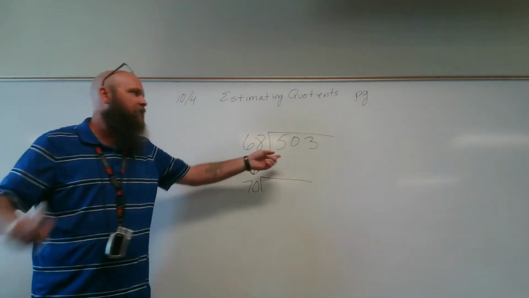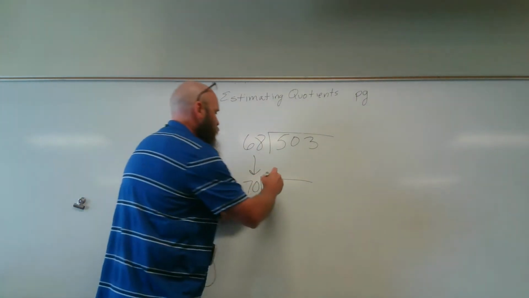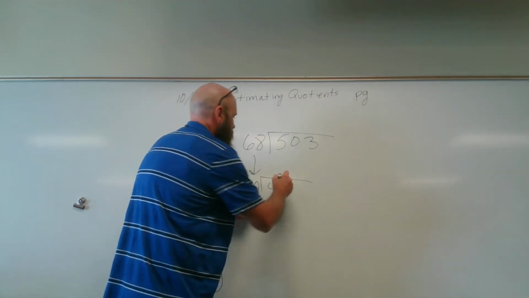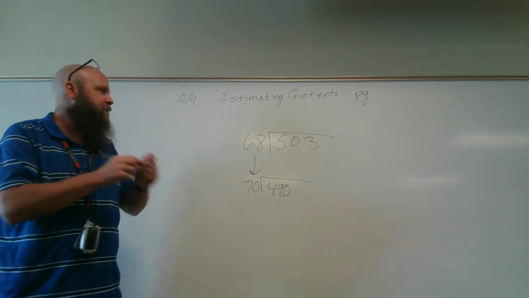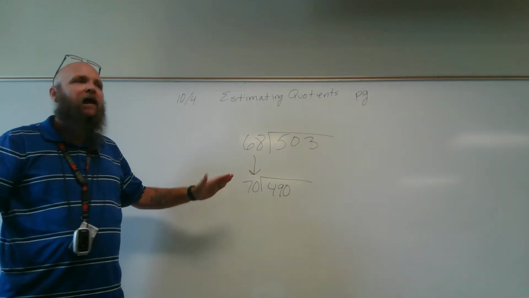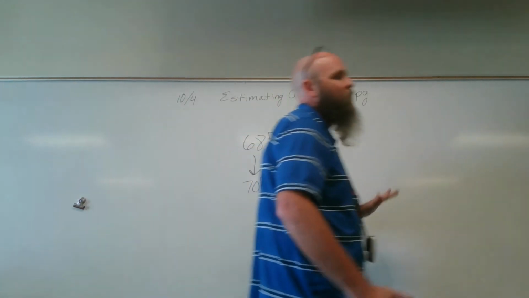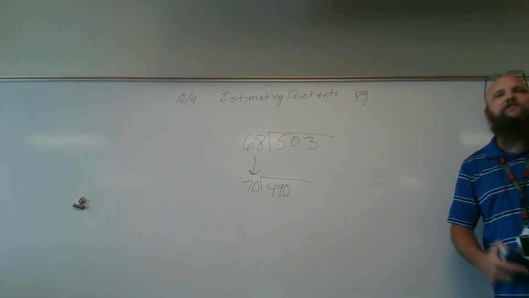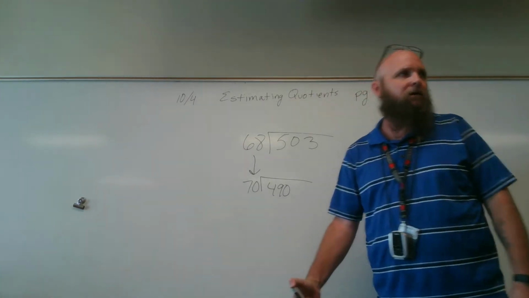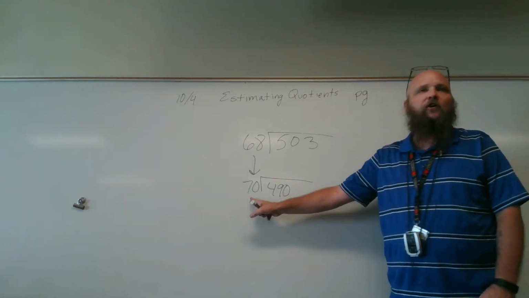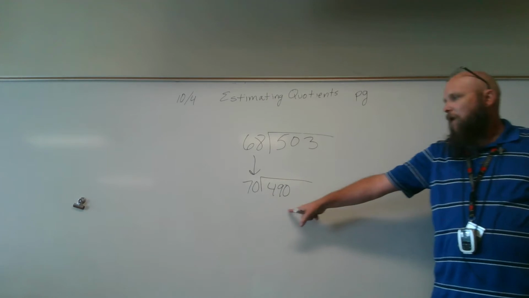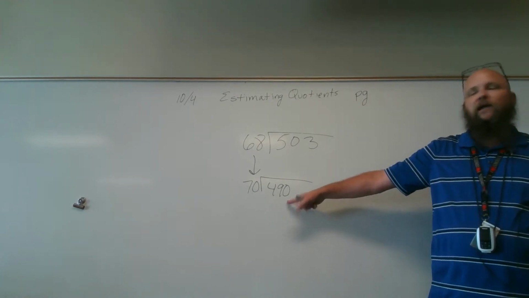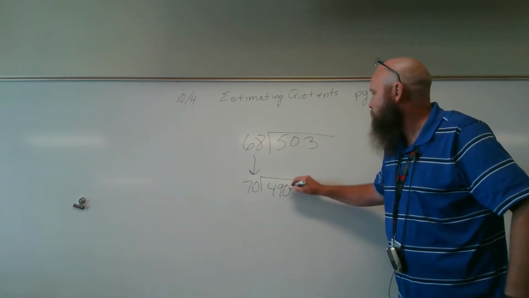So instead of 503, I'm going to make this 490. So I've changed my 68 to a 70. And then I want to find something that 7 would go into that's close to 50. Now I have a 0 in my divisor at the end. I have a 0 in my dividend at the end. If I just kind of take these off.